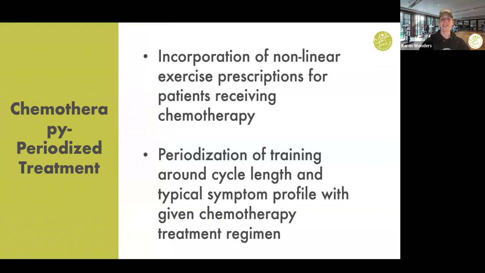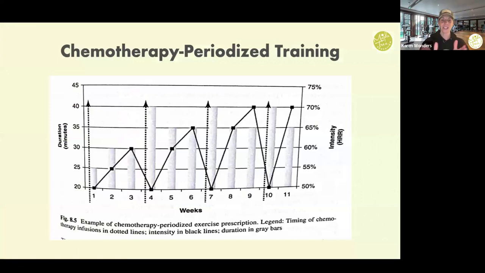Essentially, what this does, this is a periodization of training that is built around the typical cycle length and symptom profile for a patient who's in chemotherapy. So if you look at this, this is an example of a chemotherapy periodized exercise prescription for someone who is in chemotherapy in 3-week cycles.